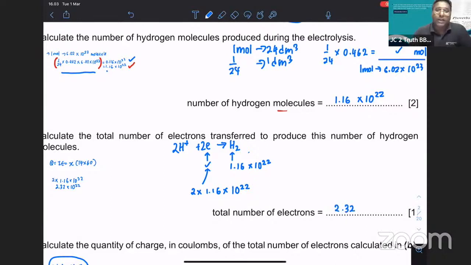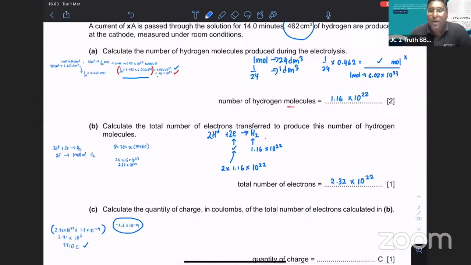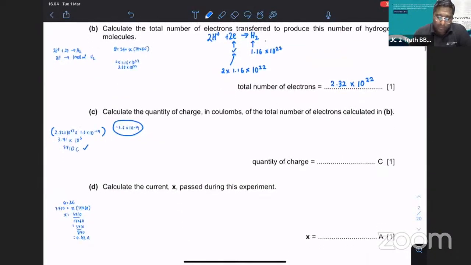You take your calculator and check: 2.32 times 10 to the power of 22. That is going to be the total number of electrons. Once you have this total number of electrons, that is going to give you the number of moles of hydrogen. Now, you are asked to calculate the quantity of charge, in coulombs, of the total number of electrons calculated in B.